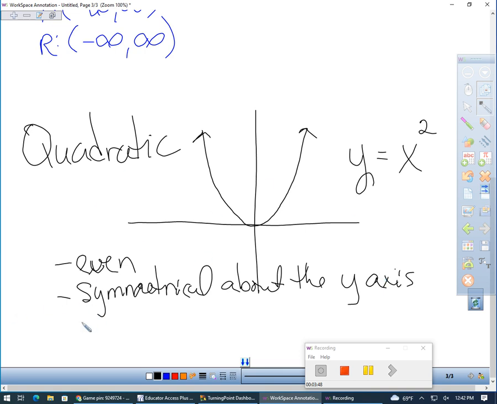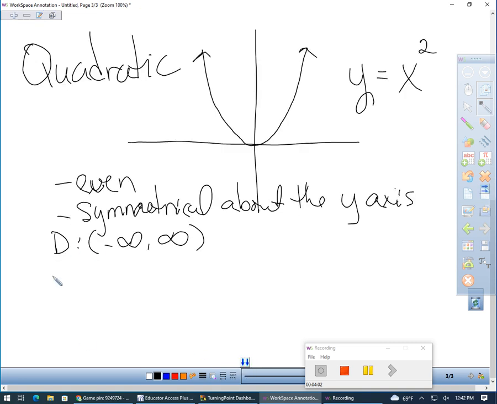For a quadratic or a parabola, the domain is always negative infinity to positive infinity. And the range? Who can tell me what's the range for a quadratic function? 0 to infinity. Very good. It is 0 to infinity. Now, sometimes they refer to this as the squaring function because x is squared. But again, quadratic is what we're used to seeing, right?